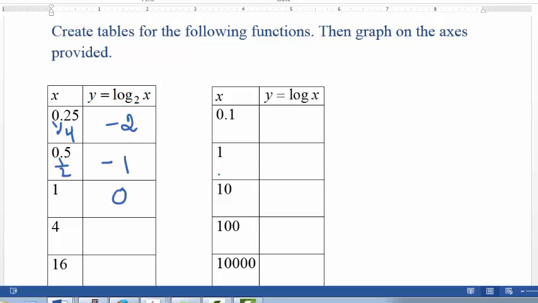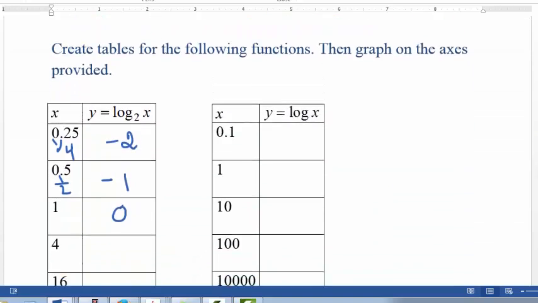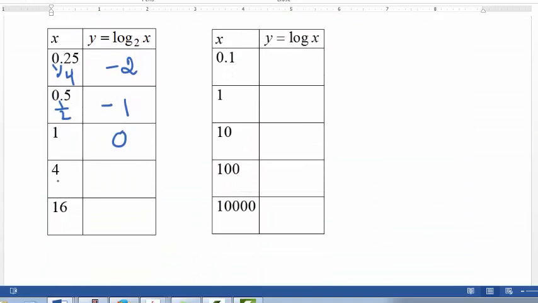That was just our property above. That was one of our additional properties that we gave above. Log base b of 1 always equals 0. And then what is the log base 2 of 4? Well, 2 squared is going to give you 4, so this is 2, because that's the exponent. And then what is log base 2 of 16? Well, 2 to the 4th would give you 16, so this is 4, right?